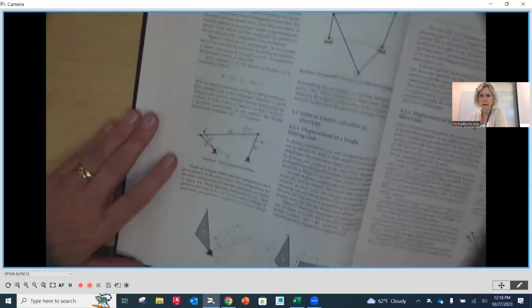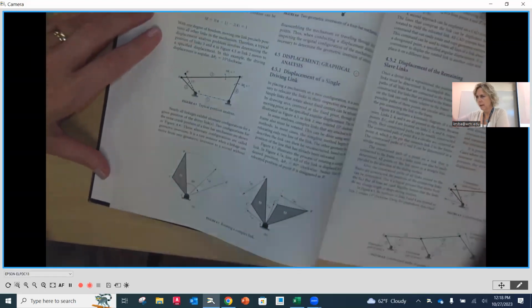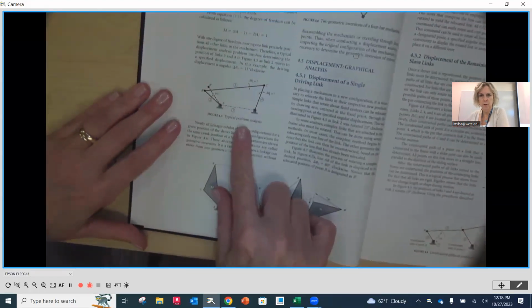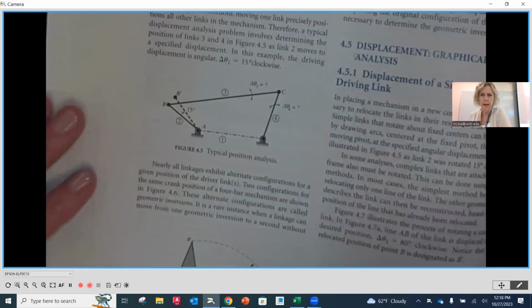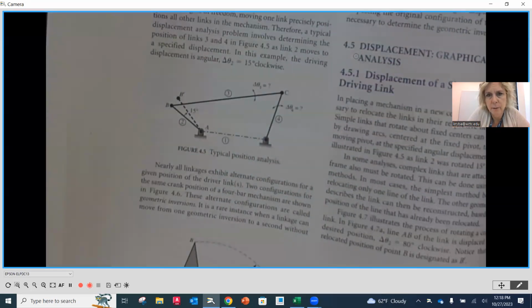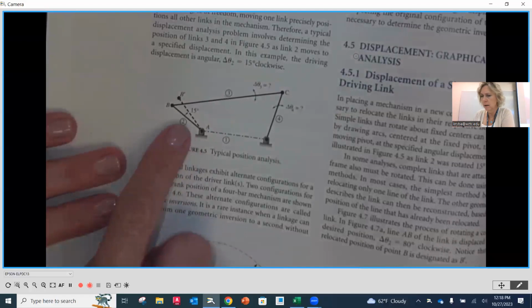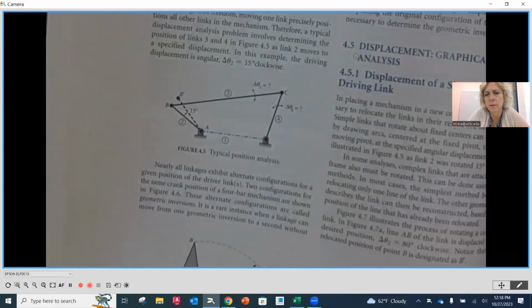Okay. So on page 74 in your book, you're going to find figure 4.5. I'm going to zoom in here. As we look at that process that we just talked about, the dark, solid lines of our mechanism show the initial placement drawn.